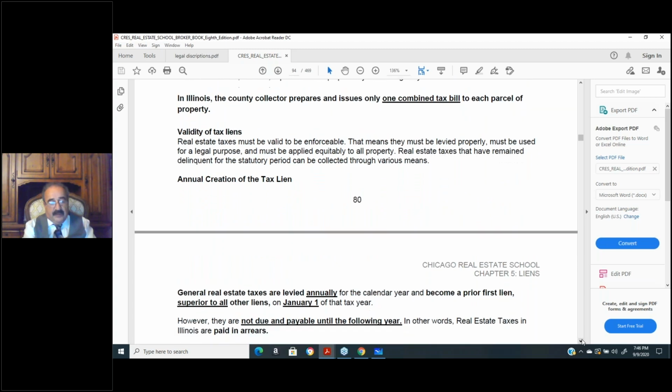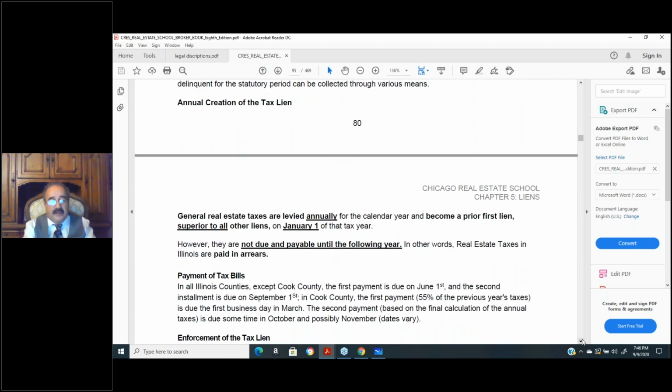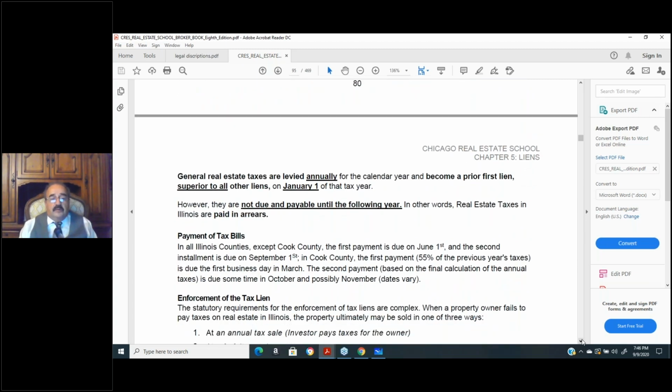So on the top of the next page, I want you to highlight, put an X by this. General real estate taxes are levied annually for the calendar year and become a prior first lien superior to all other liens on January 1st of that year. Let me tell you what happened. January 1st of 2020, a lien was placed against every single property in the state of Illinois. Even if it hasn't sold yet, there's a lien placed against it. Property taxes are not due until a year after they are levied, a year after.